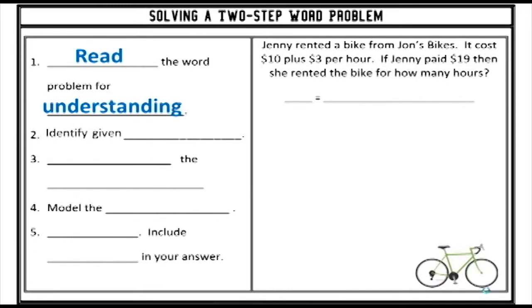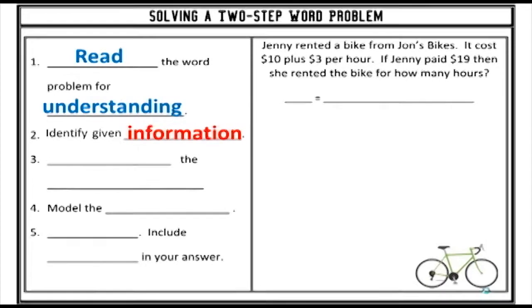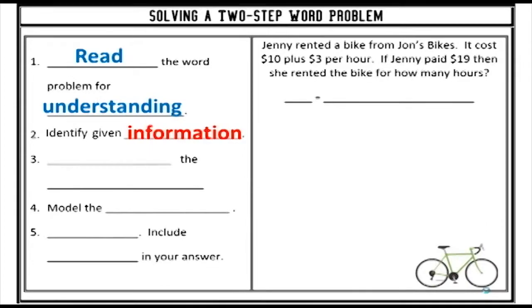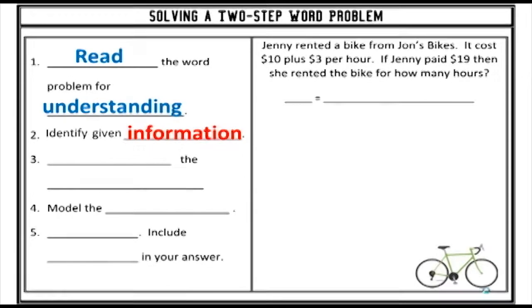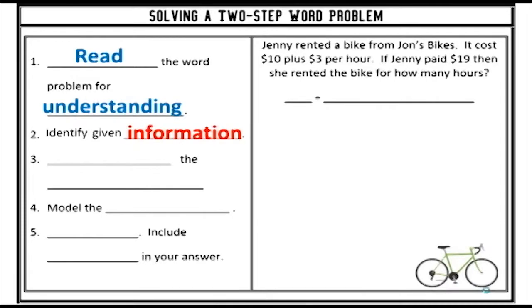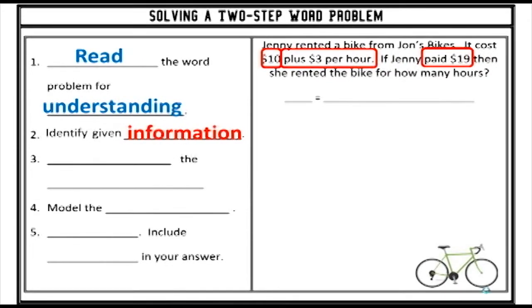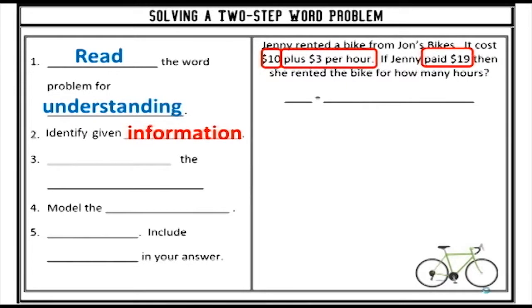Once I've read it, summarized it, annotated it, understood what's actually going on, now I can move forward. I'm going to identify given information. You can circle your information, you can box your information, you can underline it, shade it, highlight it, whatever you need to do to identify. Here it is. It costs $10 plus $3 per hour. Jenny paid $19. Looking at these values, notice I didn't just circle numbers. I circled keywords and hints and context clues that might help me understand what operation's going on. It costs $10. Well, that's a one-time amount. That amount is not repeated. It's not equal size groups. To me, that sounds like addition.